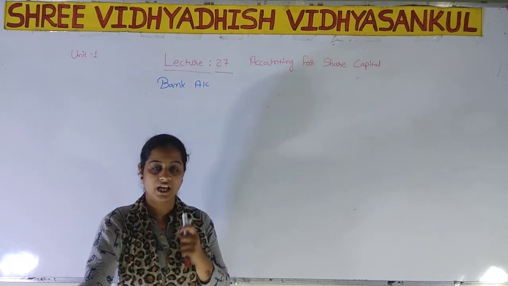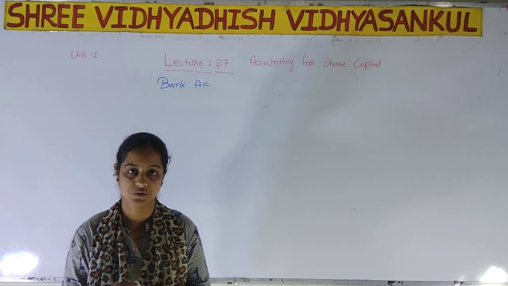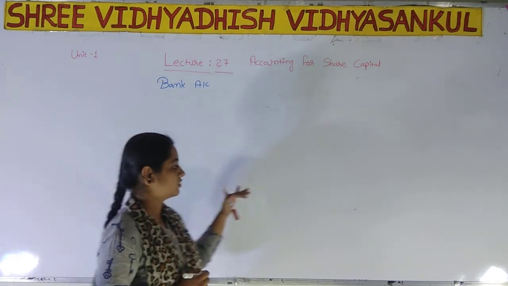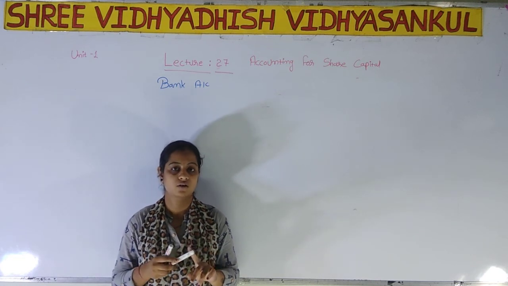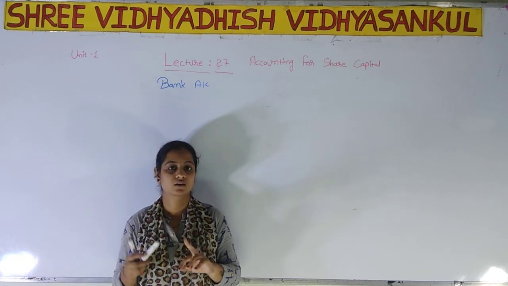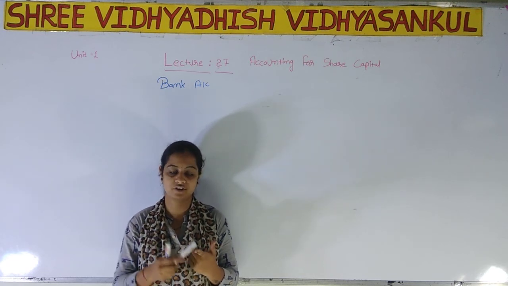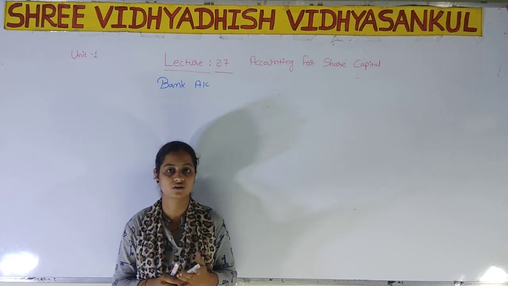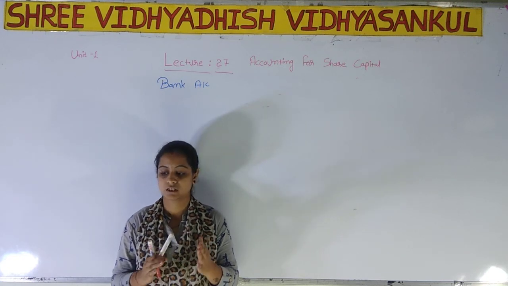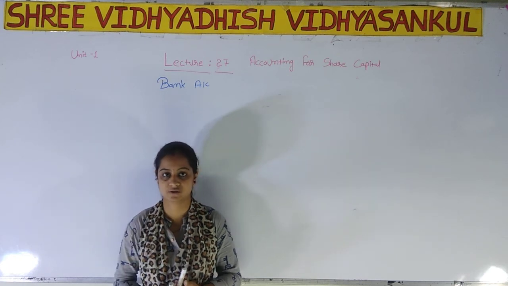See, I taught you total 11 entries, right? The first 8 will be for installment, right? Then the 9, 10 and 11 entry will be for forfeiture, reissue and capital reserve. That you have to learn in your next lecture. Till now we have learned only till 8 entries, right?